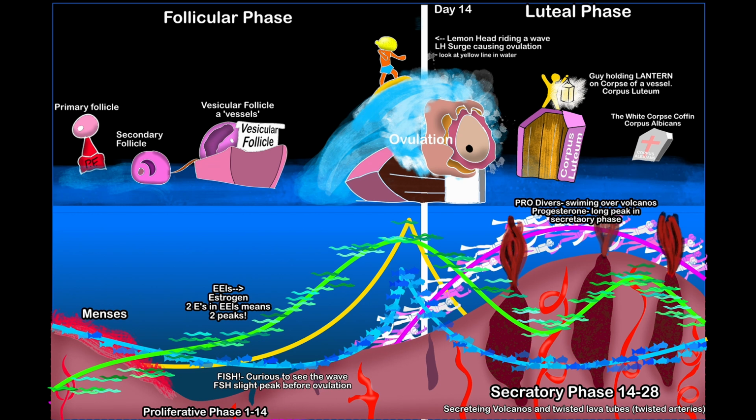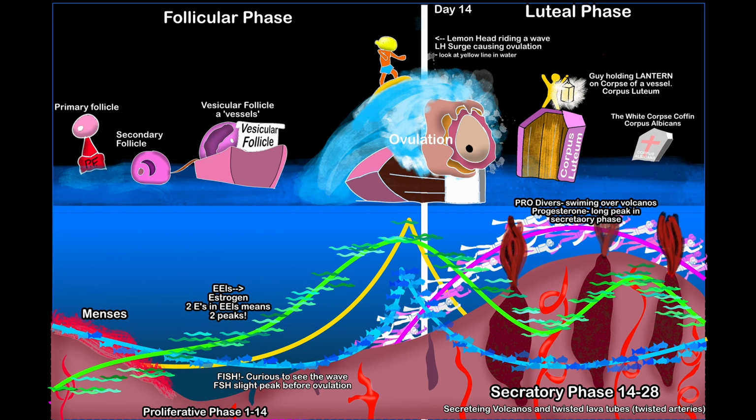All right, so let's continue here. Next we have a corpse of a ship. Corpse. Luteum. I thought of lantern. So here we have a guy. He's on the corpse of a ship with a lantern. Then it regresses. It's called regression. And then it goes to a corpus albicans, a white corpus, a white corpse.